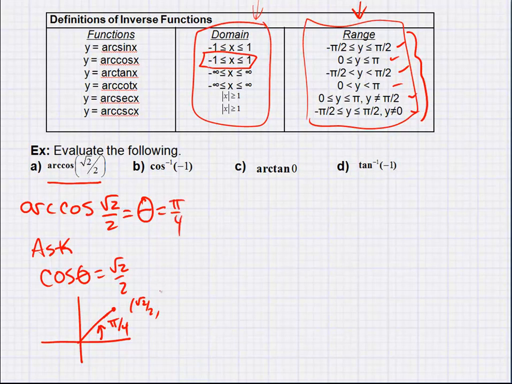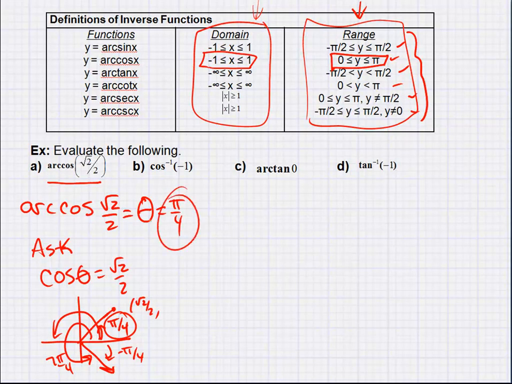There are other angles that also would give me square root of 2 over 2. There's another angle down here. That could be minus pi fourths. If I look at it this way, it could be, what would it be, 7 pi fourths. But those are no good. Those can't be used because I gotta be between 0 and pi. 0 to pi is a half a turn this way. The only angle that fits that would be pi fourths. So pi fourths is my answer.